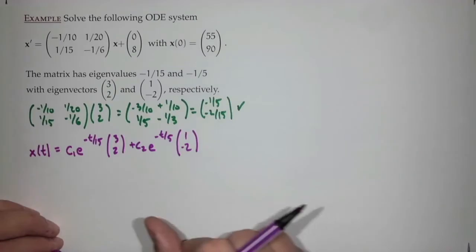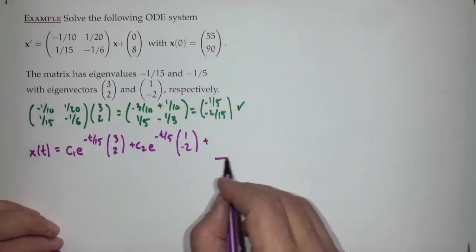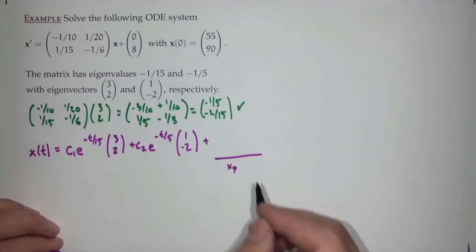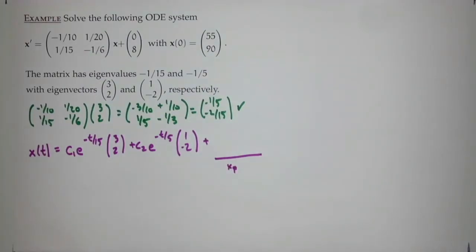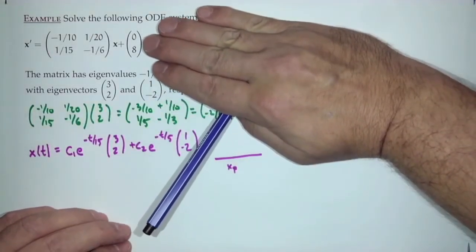Is there anything else that needs to be here? Yeah, there's a particular solution. So this is going to be our XP. See, before today, we wouldn't know how to do it. But today, we learned. All right, so let's talk about our particular solution. And the initial conditions have nothing to do with the particular solution.